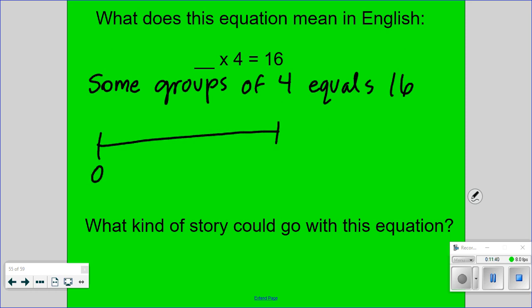We would start at 0 and jump by 4. If each of my groups has 4 in it, I might as well jump by 4s. So there's one group of 4. Did I make it to 16 yet? Nope. So I know I have more than one group of 4. All right, keep going, Bladen. There's my second group of 4. Now I'm at number 8. My third group. Now I'm at 9, 10, 11, 12.